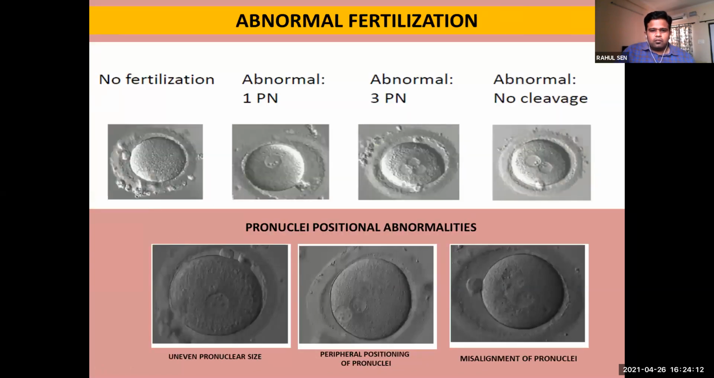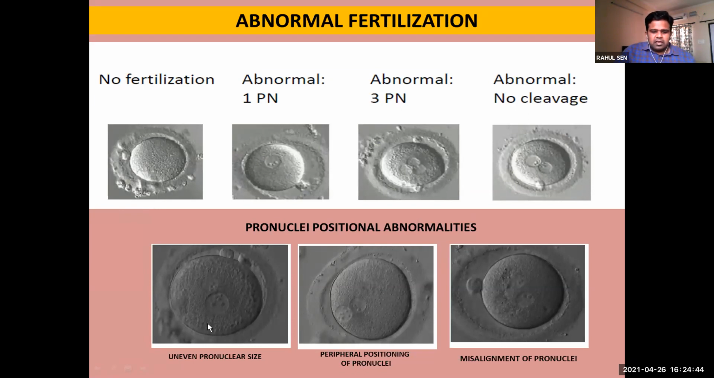And what can be the abnormalities in zygote formation? Post fertilization, there can be no pronuclear structure seen, or only one pronucleus seen. It can be seen as three or more pronuclei, which is again an abnormal form, and there can be pronuclei with positional abnormalities.